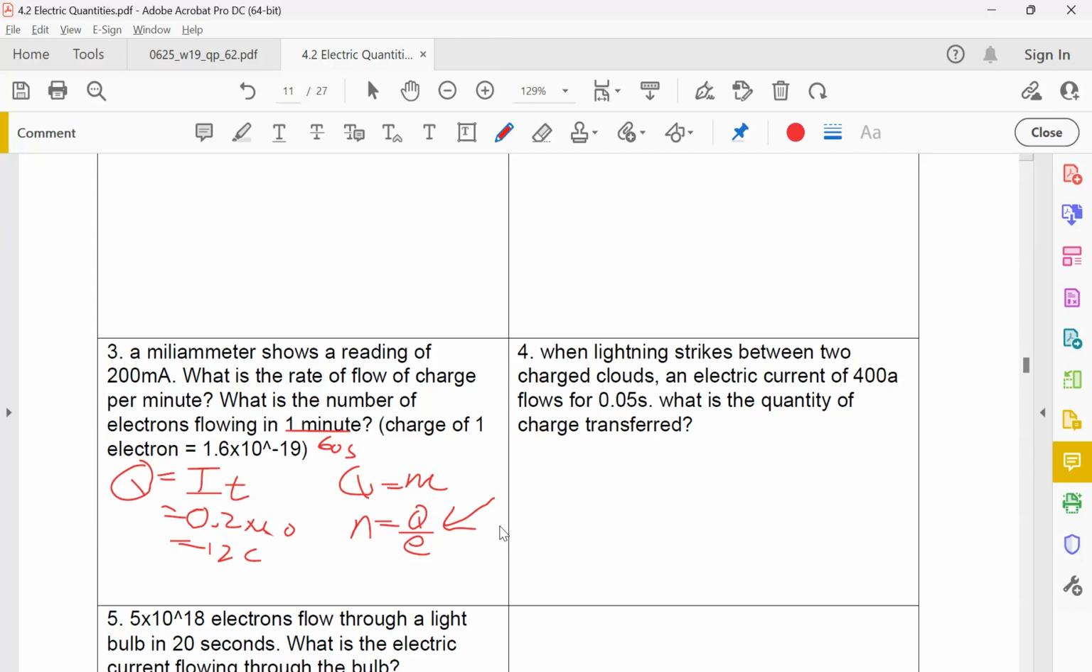If they give you this, then you still use this, but they just use the general one, which is 1.66.